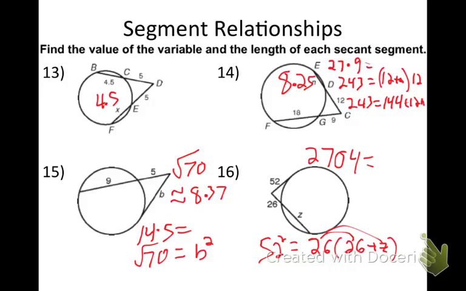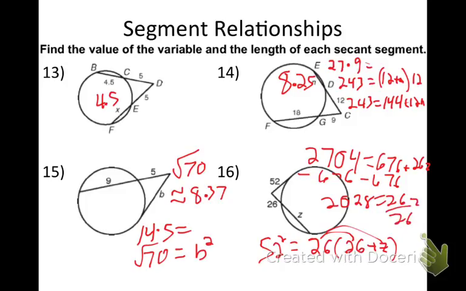Equals 26 squared, is that 676? Yep. Plus 26z. And then you subtract 676. And you end up with, what's that? 2,704 minus 676 is 2,028. So 2,028 equals 26z. And then divide both sides by 26. And z comes out to be approximately what, Max? 78. Nice job.